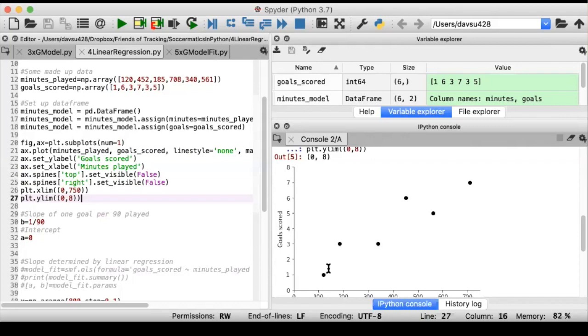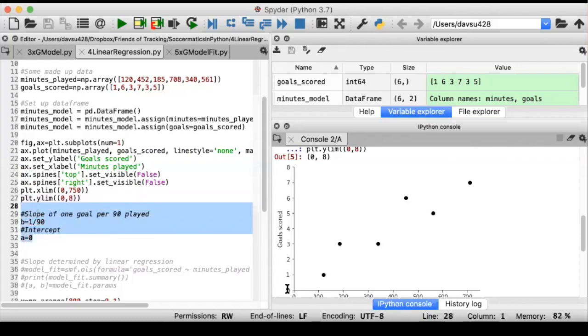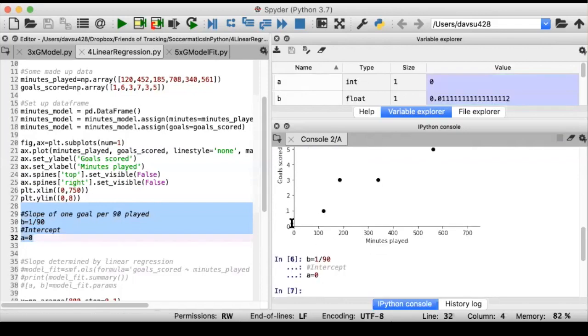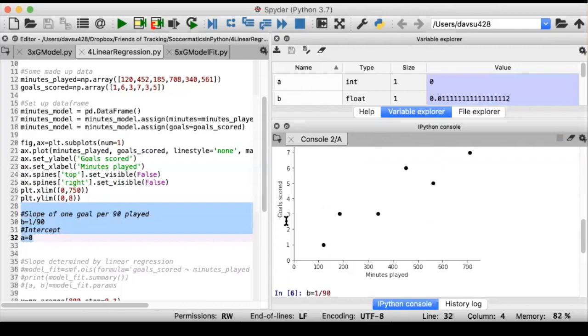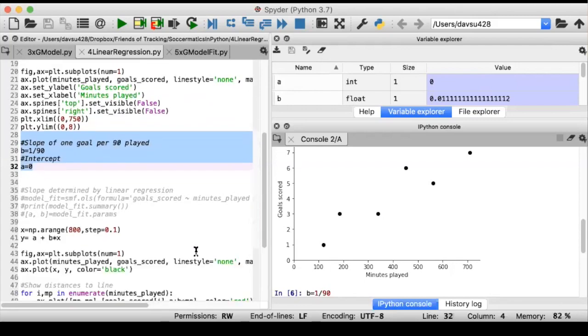Maybe we can just say that they score a goal every 90 minutes, in which case the slope of this line will be 1/90 and the intercept will be 0. If you've had 0 minutes on the pitch, there's not much chance of you scoring any goals. So the intercept is reasonable to assume is 0. We can put in those parameter values: B, the slope, is 1/90 and A is 0. Remember, we're trying to predict goals scored as a function of minutes played. So it's 1/90 rather than 90 for the slope of our line.